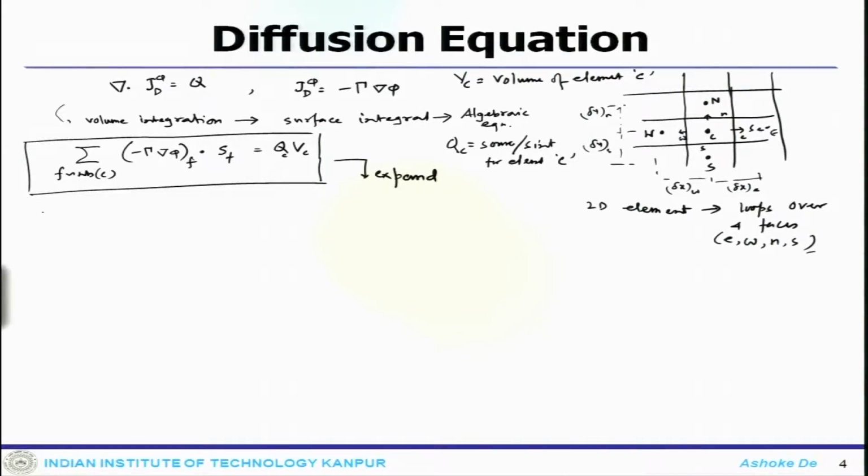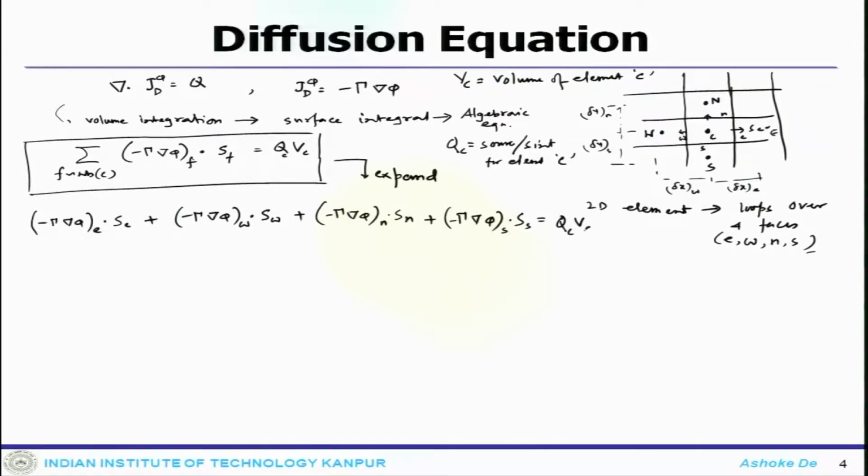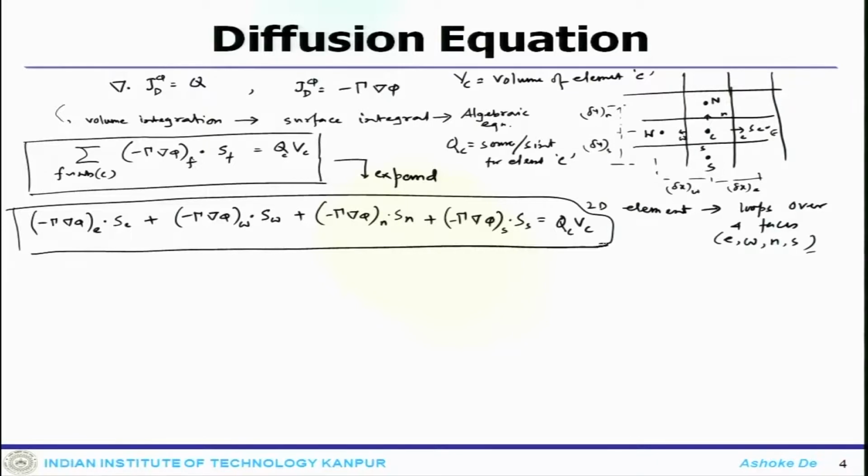If I expand it, it is written as minus gamma del phi at the east face dot S e, plus minus gamma del phi at the west face dot S w, plus minus gamma del phi at the north face dot S n, plus minus gamma del phi at the south face dot S s, equals Q c V c. That is my expanded equation.